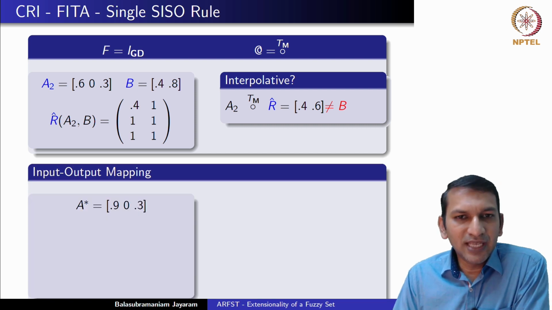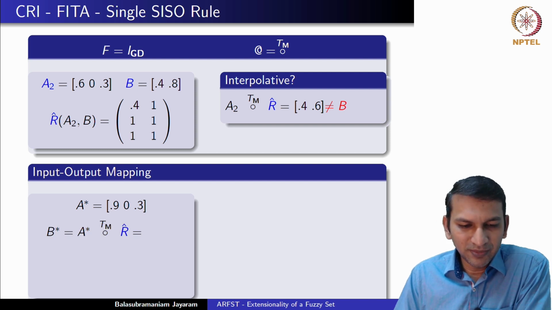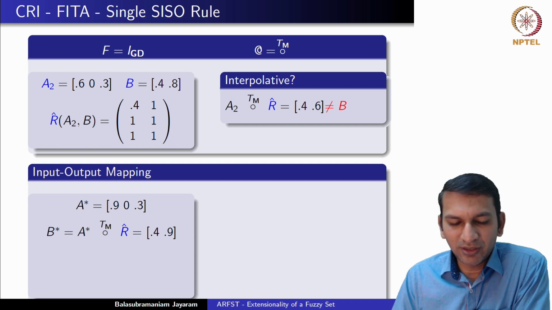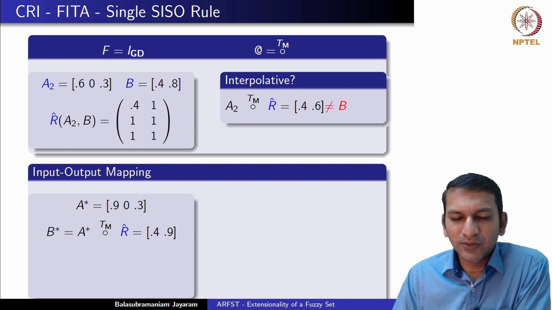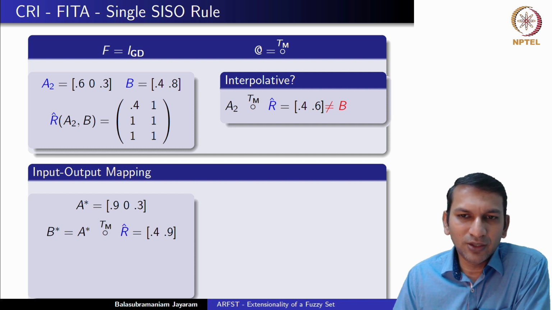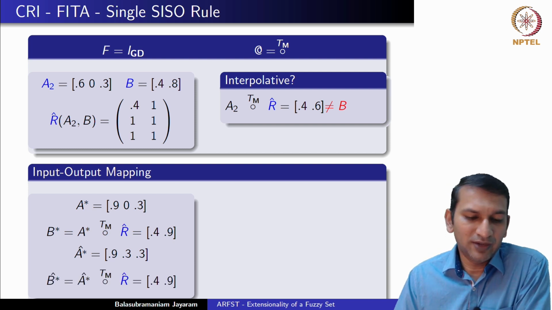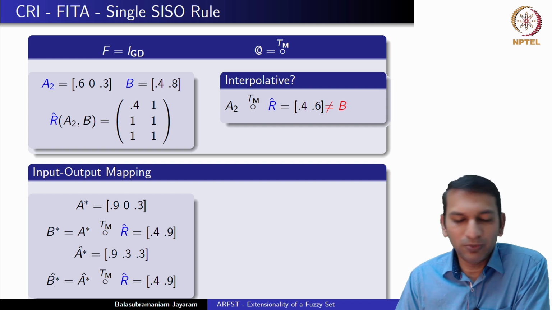Let us give the same input A star, which is 0.9, 0.3, to this system and look at what we get as the output. Of course, it is not the same as B as we got earlier. However, as we said, the point is not what exactly is the output that we get. The point is about if we give two different inputs, are we getting the same output? And we see here, by giving this pair of inputs, we actually get the same output.